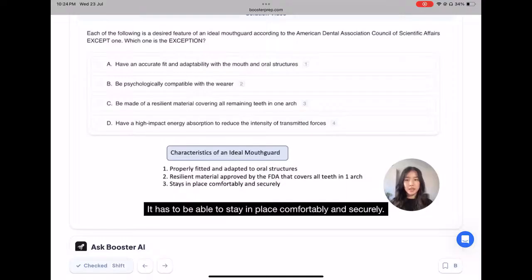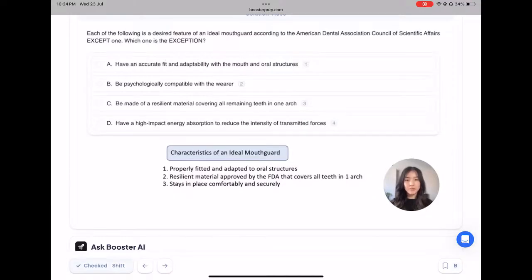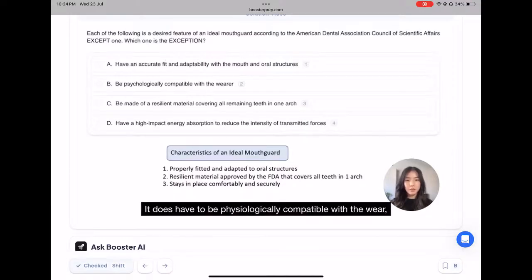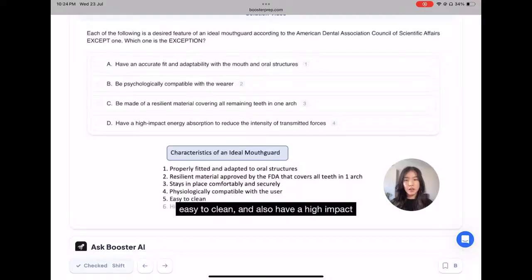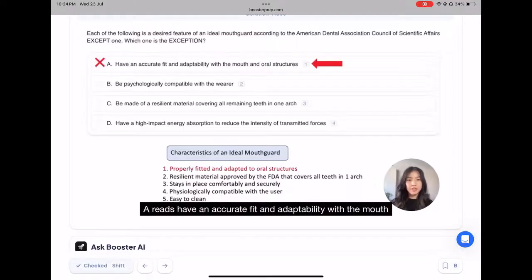It has to be able to stay in place comfortably and securely. It does have to be physiologically compatible with the wearer, easy to clean, and also have a high impact energy absorption. So let's take a look at our options. Option A reads, have an accurate fit and adaptability with the mouth and oral structures. We can see it here down on the list, and this means that it is something that the ADA recommends.